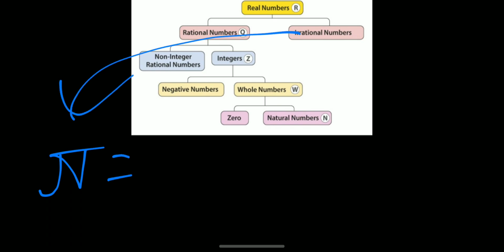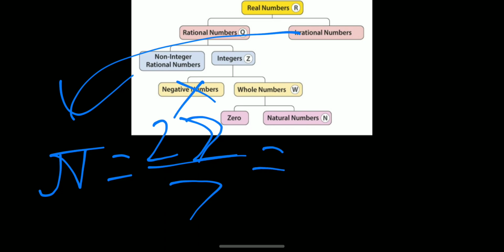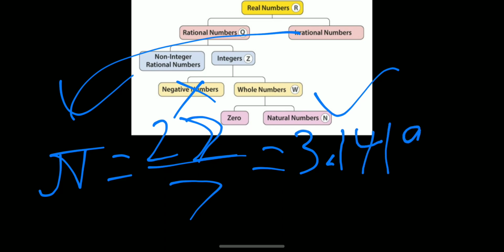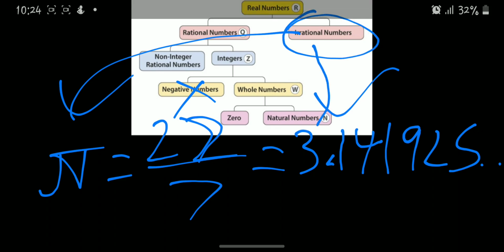We all know that pi is approximately known as 22 by 7, but the correct value of pi is 3.141925 and so on. So it's a non-terminating recurring decimal. So it comes under rational number.